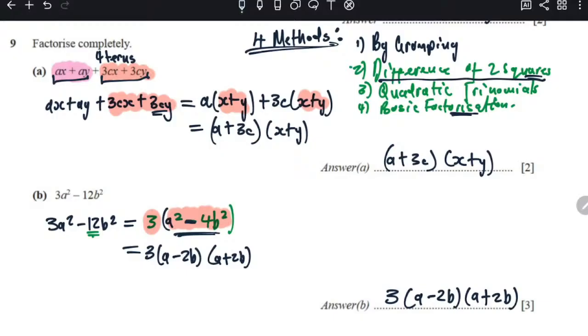And when you factorize the difference of two squares, remember, you find the square root of the first one, which is a, of this 4, which is 2, of this b squared, which is b. Then you make two brackets, one which says a minus 2b, the other one which says a plus 2b. There we go. And they're still multiplying the 3, which is outside. And this is going to be the final solution.